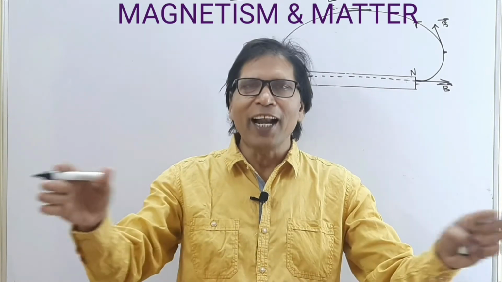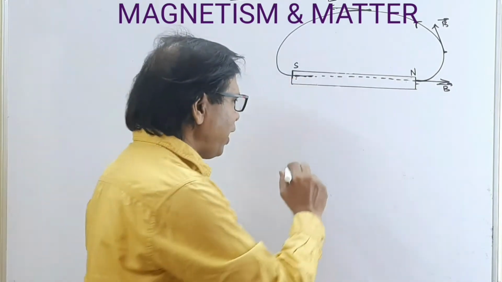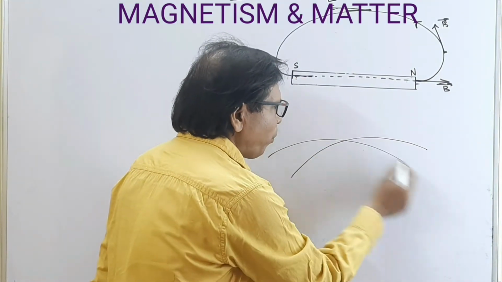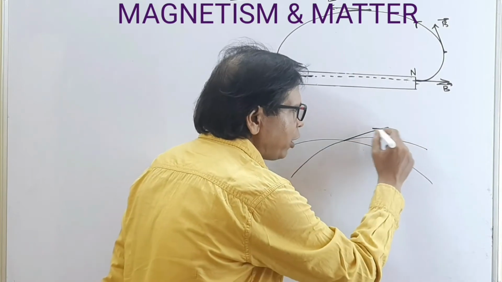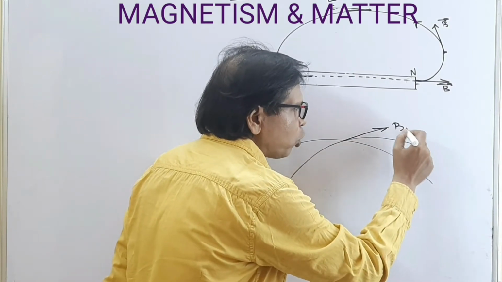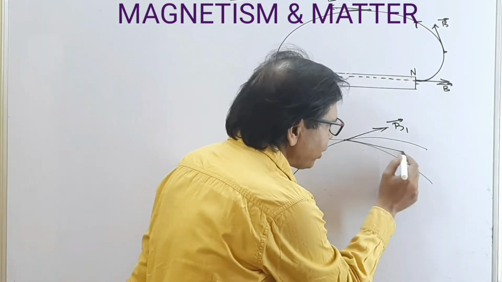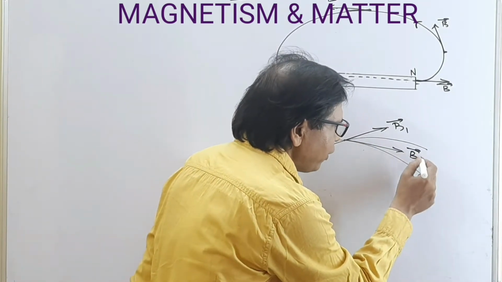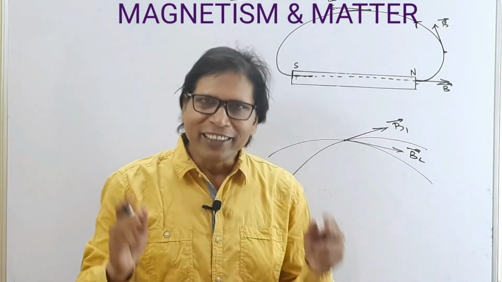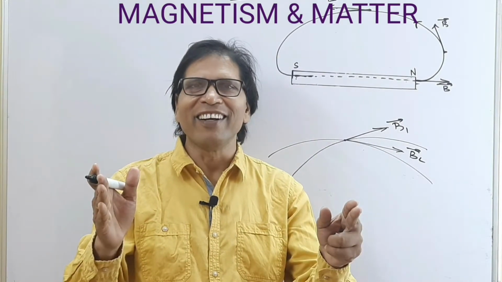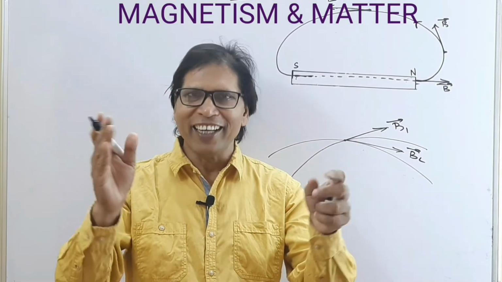Next, two field lines do not intersect each other. If they intersect, at the point of intersection, two tangents can be drawn, which represent two directions of the magnetic field at a given point. This is impossible. Okay? Now next.